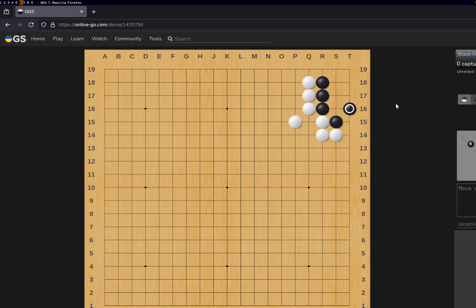So it's white to play, and if you want to try and figure this out for yourself, this would be a good time to pause the video because I'm about to show you the solution, okay? So first I'm just going to show you the solution, and then we're going to walk through how you would come up with it, okay?